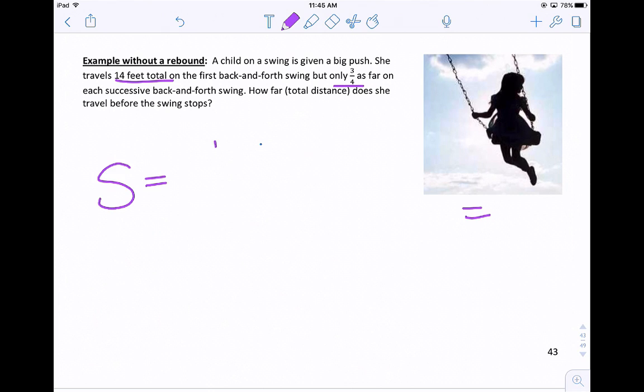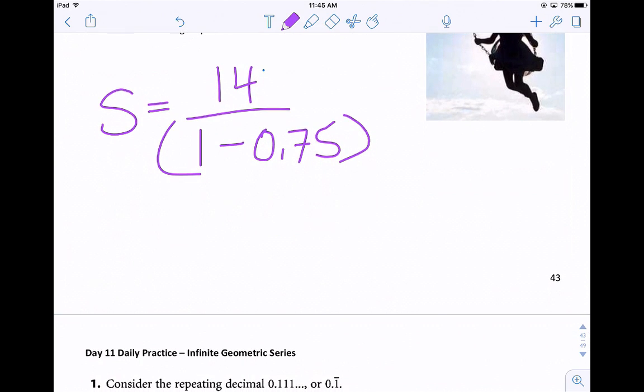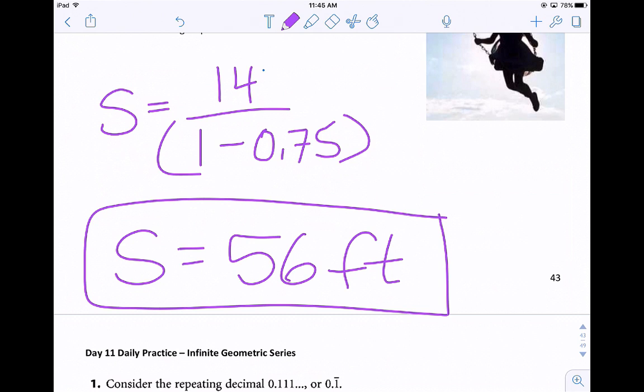All right, so here it is. 14 feet over 1 minus our ratio. Ratio is 3/4 or 0.75. Put that in your calculator. It's the same as 14 divided by 0.25, and we can see that she travels 56 feet total.